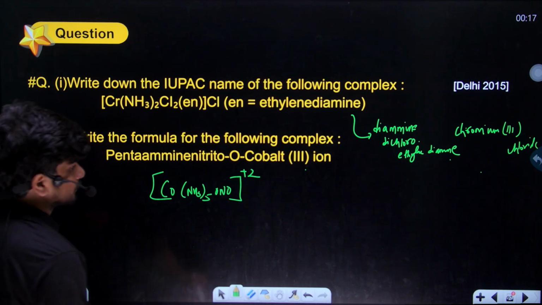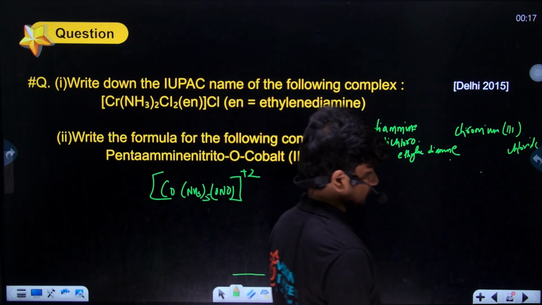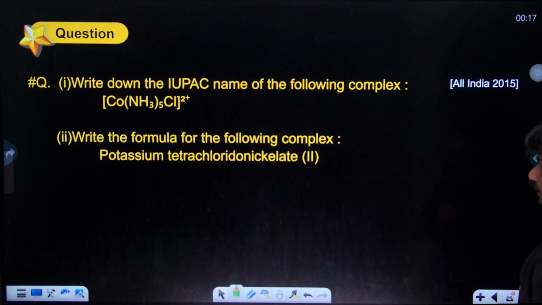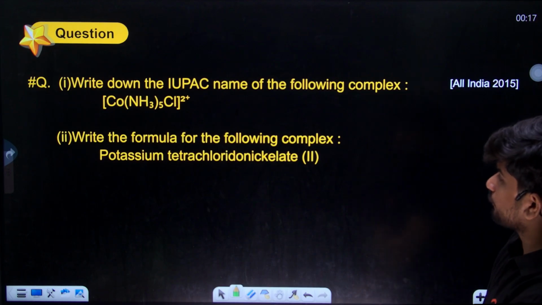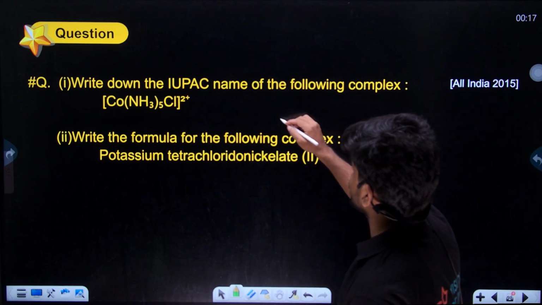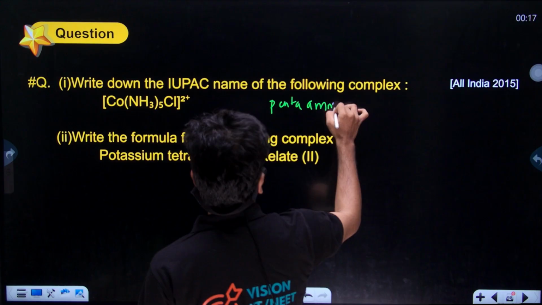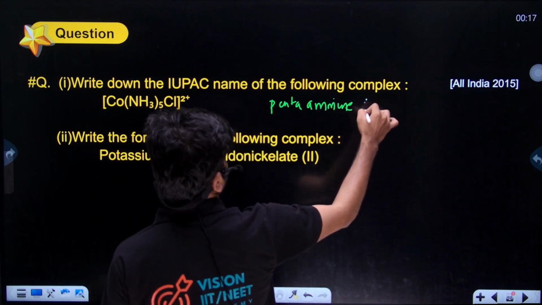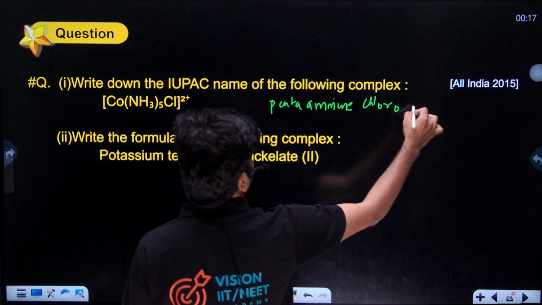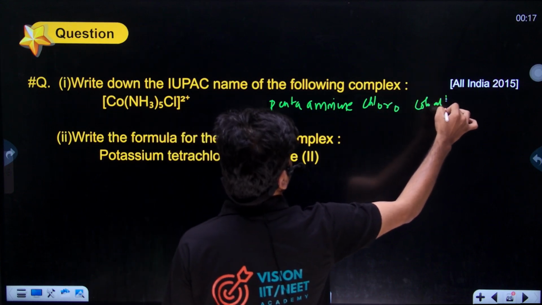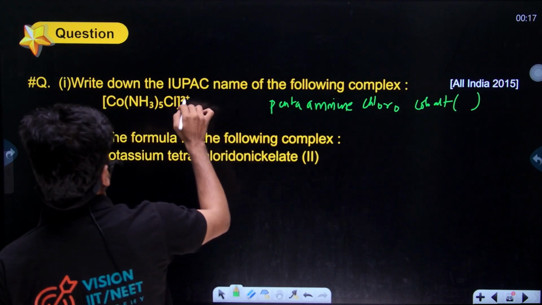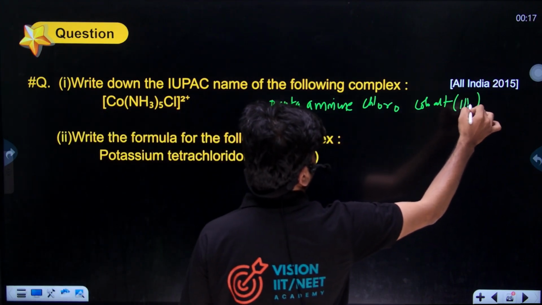So done. You can write this in the brackets. Next. Write down the IUPAC name of the following compound. So you have pentaamine, next is chloro, cobalt. What is the overall? +1 and 3, so it is cobalt(III).